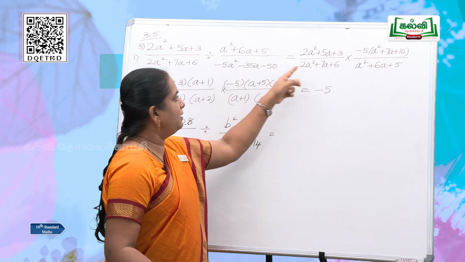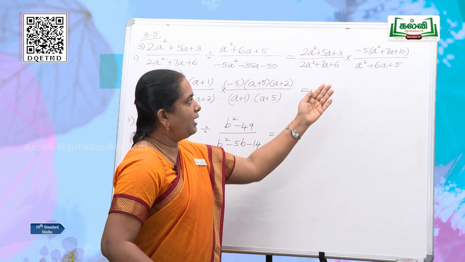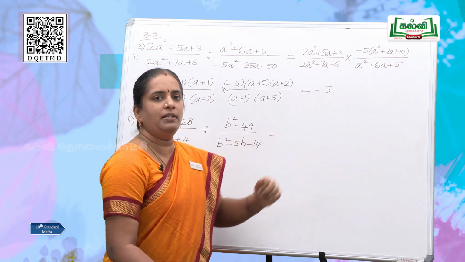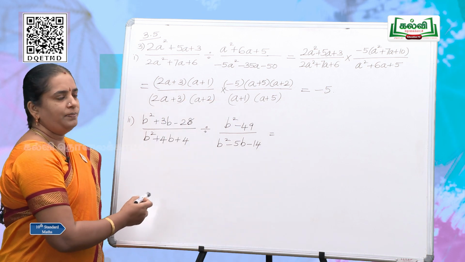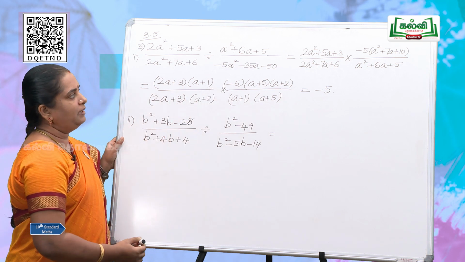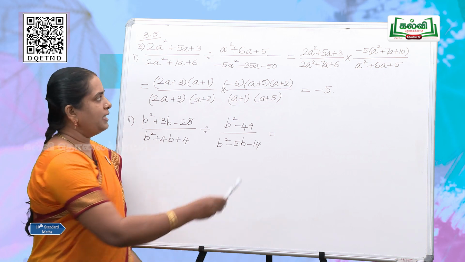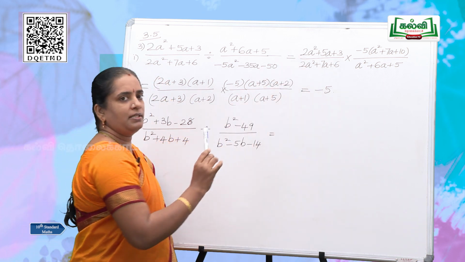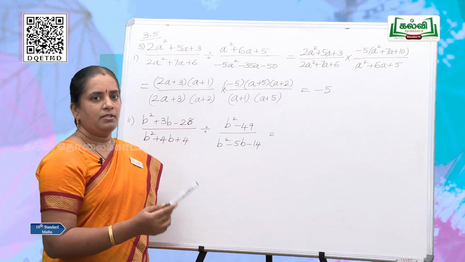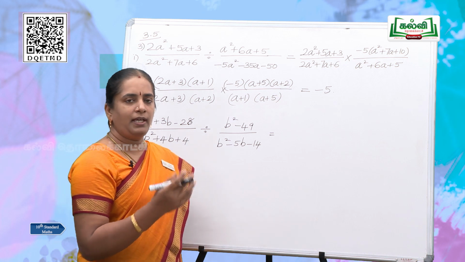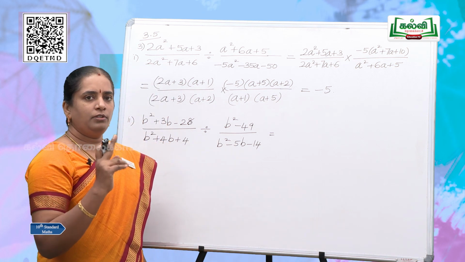So, we have converted this division into multiplication, and we have made the reciprocal of the second rational expression. Afterwards, we have to factorize. So, factorizing the numerator 2a square plus 5a plus 3, you have to see the product of the numbers is 6, 2 3s are 6 and the sum is 5. So, splitting the middle term 5a as 2a plus 3a, we will be getting 2 factors.